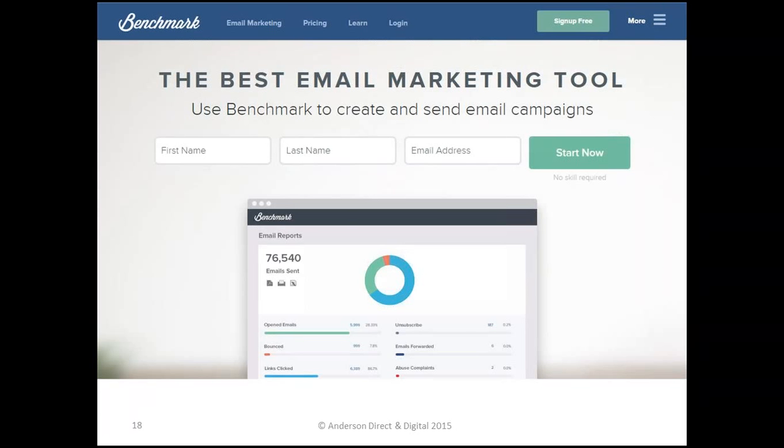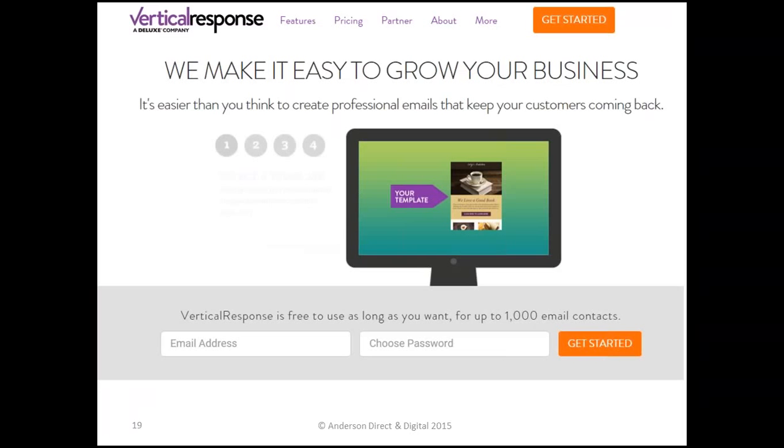If you compare that to a competitor site, Vertical Response, you see that immediately they address both. We make it easy to grow your business. Grow your business is a very important benefit, and we make it easy addresses that perception of cost or effort.